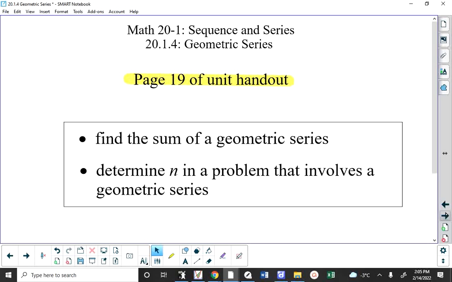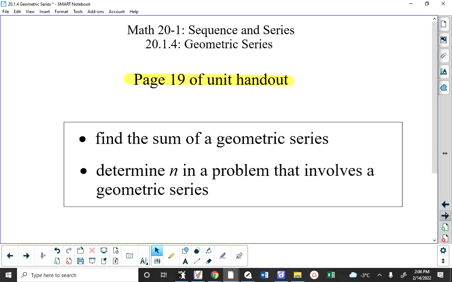Since we looked at arithmetic sequences and then arithmetic series, after we're done looking at geometric sequences, we look at geometric series, which, you guessed it, is the sum of the terms of a geometric sequence. So you have an arithmetic sequence, which is just an arithmetic number pattern. You have an arithmetic series, which is the sum of those numbers. You have a geometric sequence, which is a geometric number pattern, and then we have a geometric series.